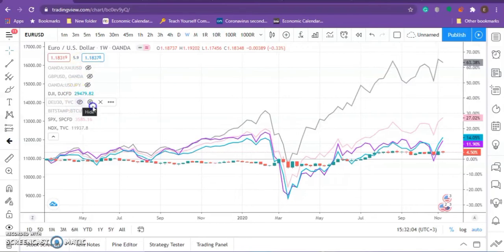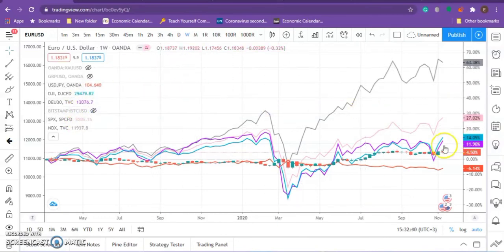The purple one is Europe's powerhouse, Germany, the DAX. And also we can look at how the USD Japanese yen does in relation to the Dow Jones. We're going to come back to gold in a few, so let me take a look at that very quickly.